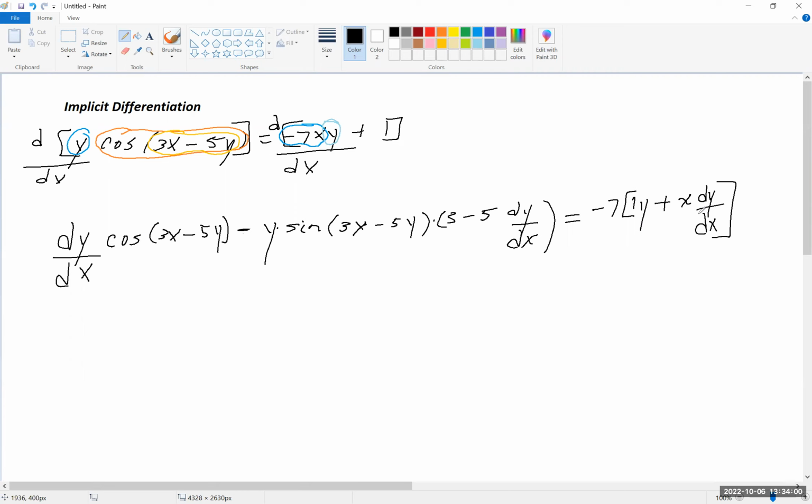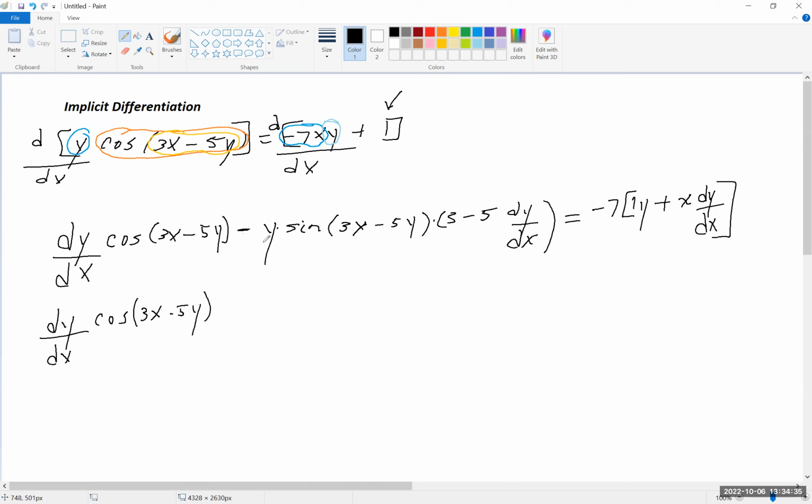Okay. I'm not quite sure what happened over here. Oh, because it's a bracket, right? So there is, I don't want to ignore this 1 here, but the derivative of 1 is 0. The derivative of a constant is 0. So, okay, so I've got dy dx times the cosine of 3x minus 5y.